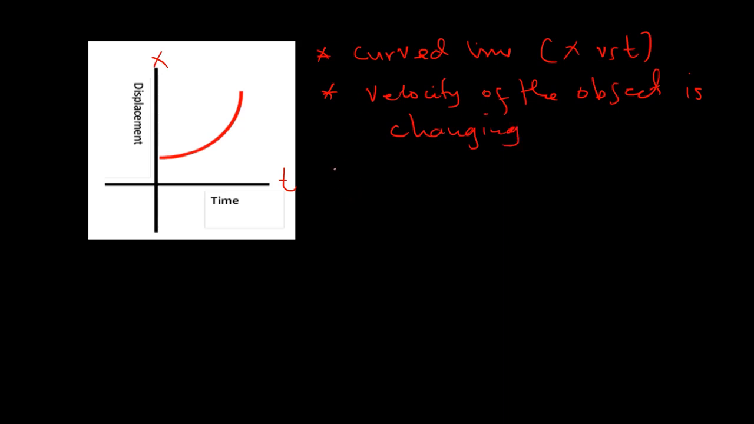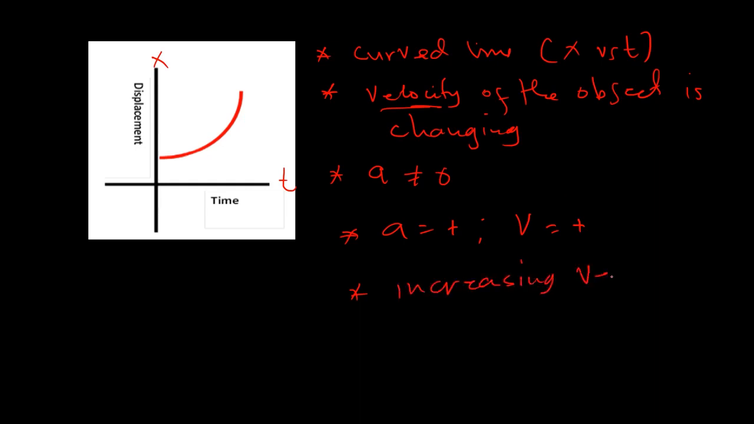So meaning to say, if the velocity of the object is changing, our acceleration is not equal to 0. Instead, acceleration here is positive, as well as the velocity is also positive, because it's increasing velocity. This is how we interpret the graph if the graph looks like this one.